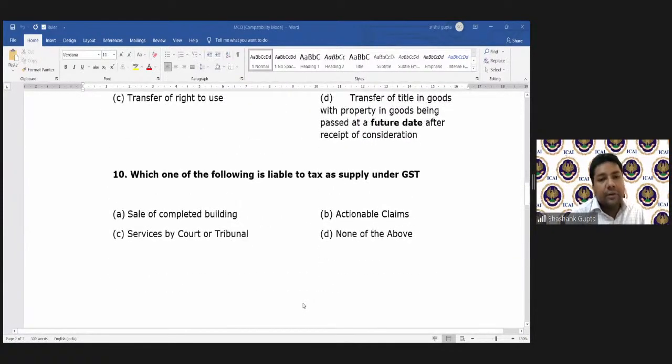Last question. Which one of the following is liable to tax as supply under GST? A, sale of completed building. B, actionable claims. C, services by court or tribunal. D, none of the above.